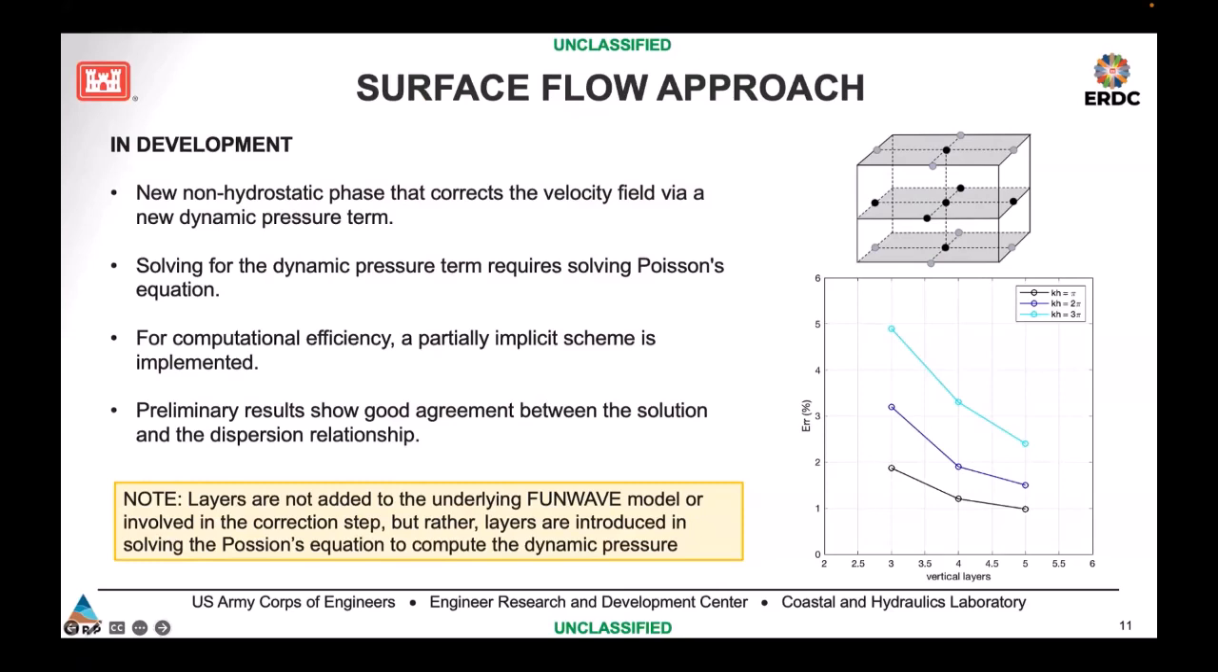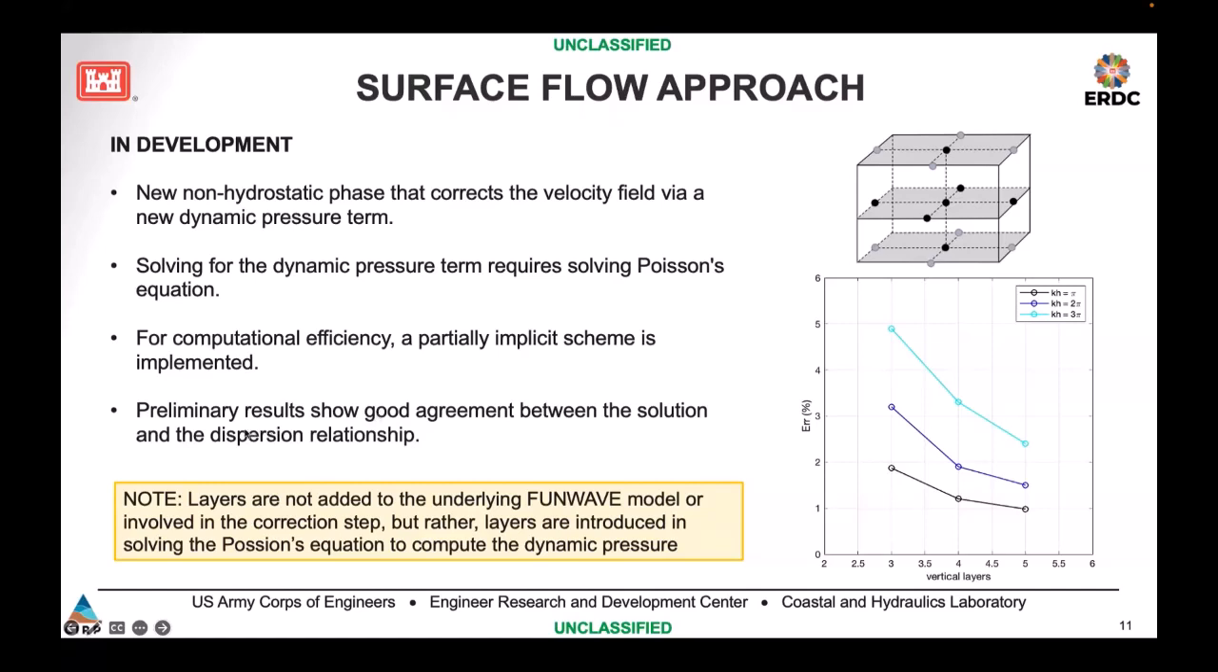To compute this pressure term requires solving the Poisson equation. One thing is that the Poisson equation is computationally expensive. Therefore, we use a partially implicit scheme to improve computational efficiency.